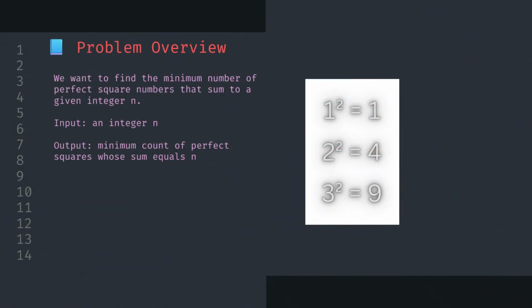Here's the challenge. Suppose you have a number like 12. You want to express it as a sum of perfect squares. Numbers like 1, 4, 9, 16, etc. The goal is to use the fewest number of squares. So, for 12, we can do 4 plus 4 plus 4. That's 3 squares. For 13, we can do 9 plus 4. Only 2 squares. We'll see how to find this efficiently for any number.